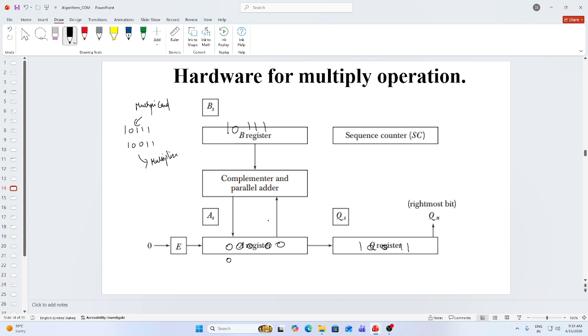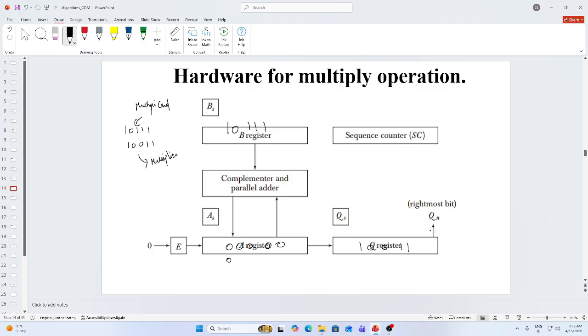Then every time I want to shift, so I can perform shifting in these registers. You know that finally I am going to get a 10 bit result, so I require the A register and the Q register, 2 registers for holding the result.